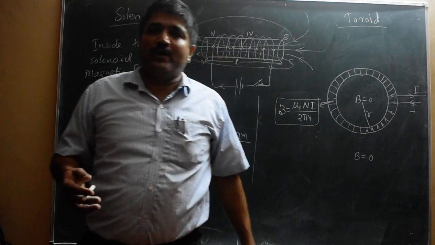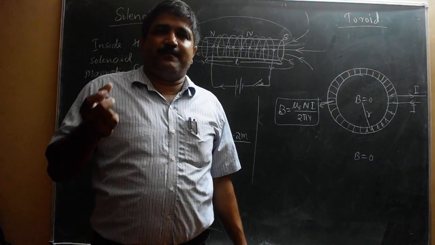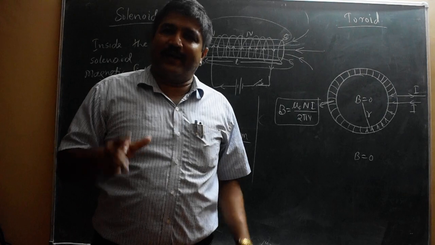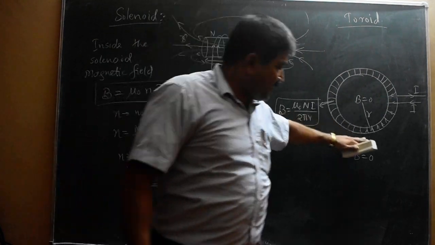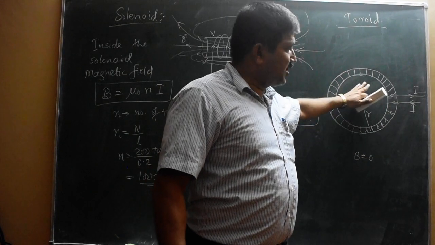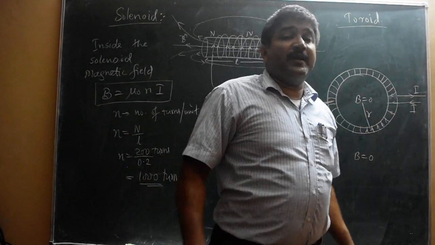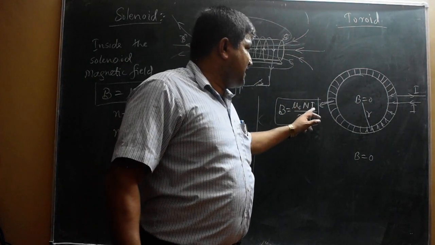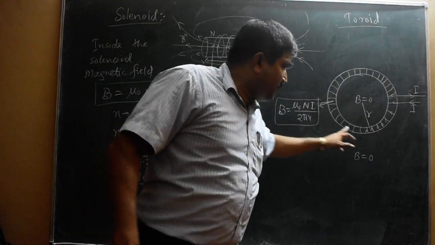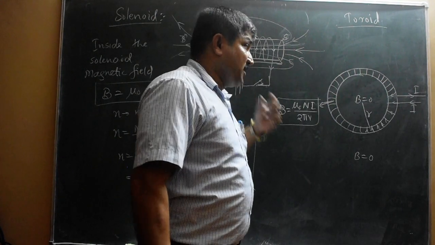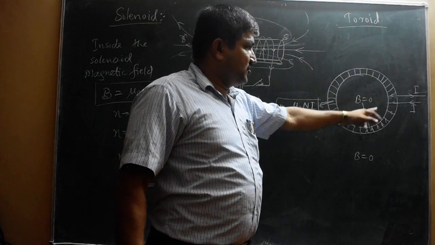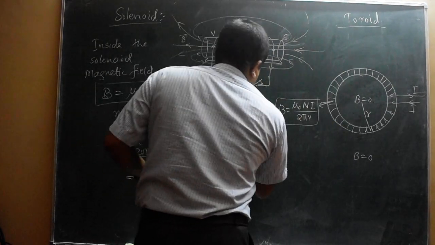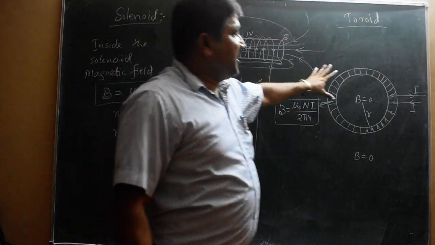Like in a bicycle tube, the air is there with pressure only inside the tubular region. Outside and inside, air is there, but it is negligible. In the same way here also, the field may be there slightly, but it is a negligible value. Only in the tubular region there is enough magnetic field, and that magnetic field expression is mu naught N I by 2 pi r, where N is the total number of turns in the toroid, I is the current carried through the toroid, and r is the average radius of the toroid. So this is the expression for the magnetic field produced by the toroid.